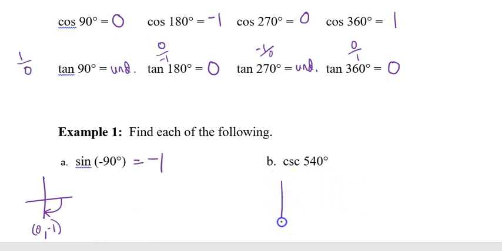540 is all the way around, which is 360, plus another 180, so ending up here. And the point for 180 is -1, 0.